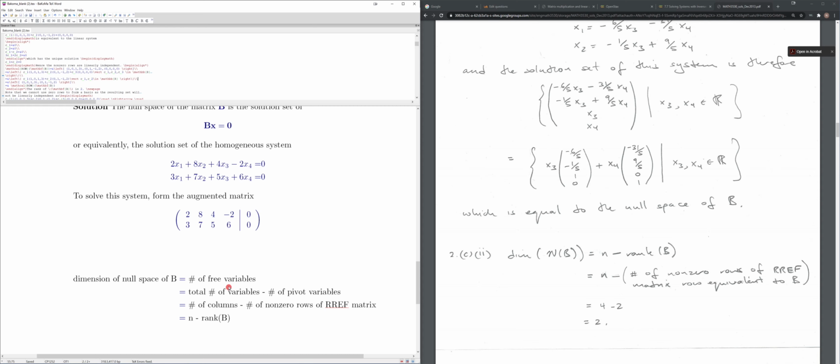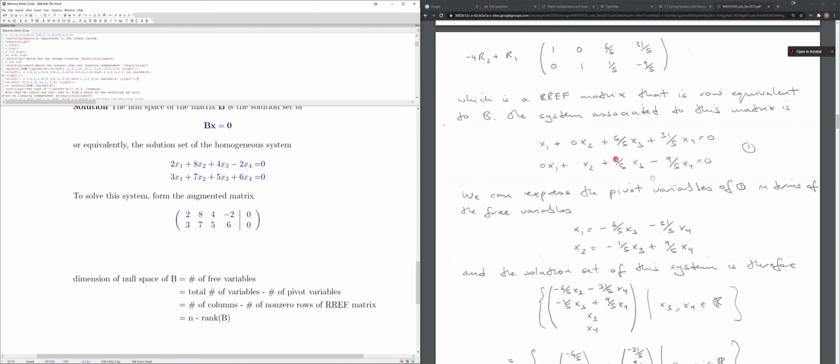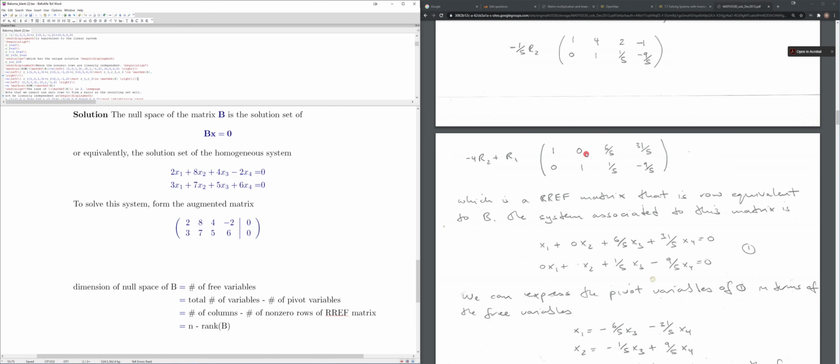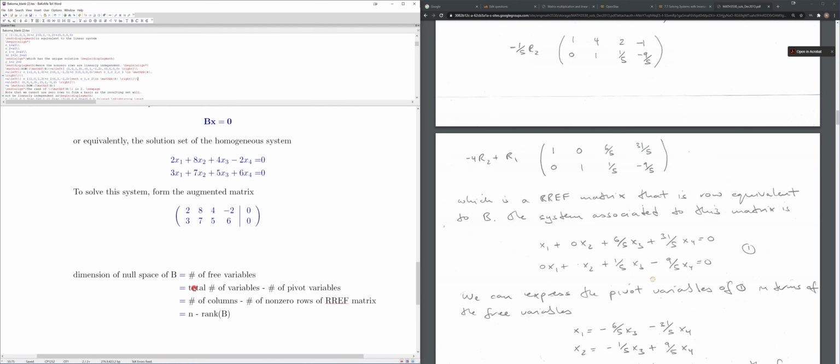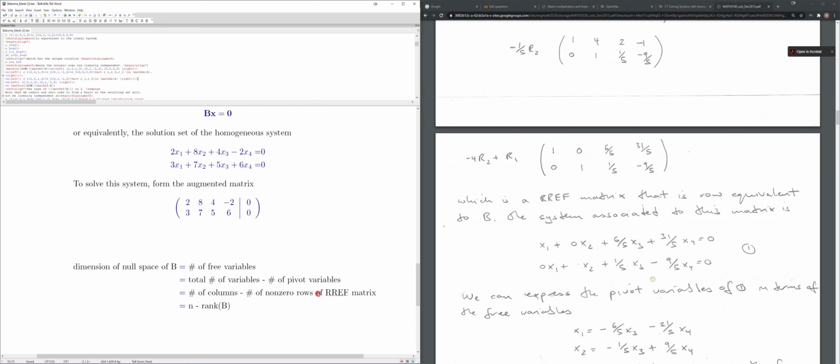Well, the number of free variables plus the number of pivot variables is equal to the total number of variables. So the number of free variables is equal to the total number of variables minus the number of pivot variables. Here you have 4 variables in total, x1 to x4, and that is actually equal to the number of columns in this matrix.